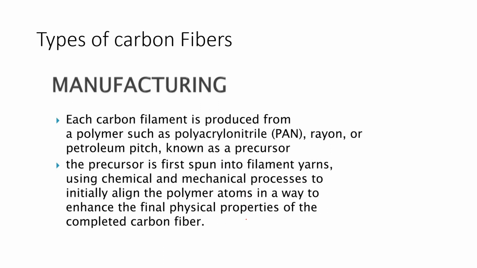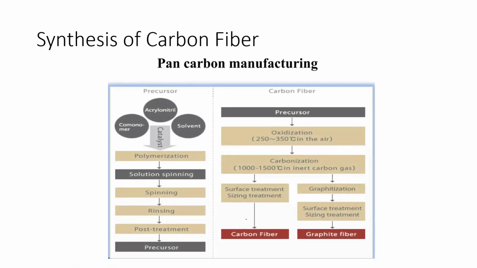Each carbon filament is produced from a polymer such as polyacrylonitrile, that is PAN, rayon, or petroleum pitch, which is known as the precursor. Precursor means the raw material we use to produce the carbon fiber. The precursor is first spun into filament yarns using a chemical or mechanical process to initially align the polymer atoms in a way that enhances the final physical properties of the completed carbon fiber. This is the manufacturing process, the synthesis of carbon fiber.